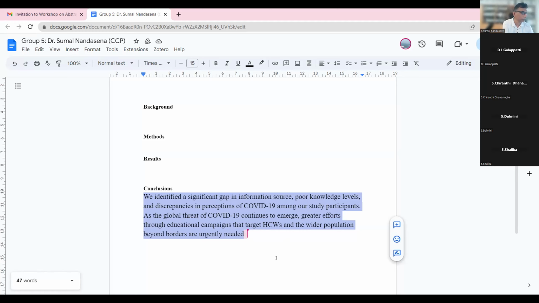Yes, sir. Now you can edit a bit and reduce the number of words while keeping the same idea of the conclusion. How can we do that? So can others contribute?